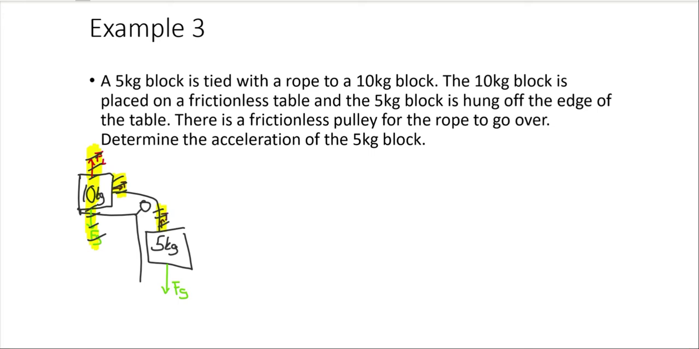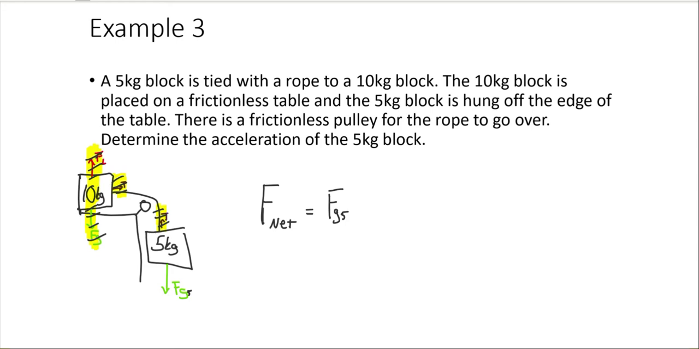So the only force that's left here is just the force of gravity on the 5 kilogram block. The net force is just the force of gravity on our 5 kilogram block. I'll call it FG5 to show that it's different from the force of gravity on the 10 kilogram block. Now, is that 5 kilogram gravity pulling just the 5 kilogram block? No, it's pulling both the 5 kilogram block and the 10 kilogram block because they are attached by a rope.